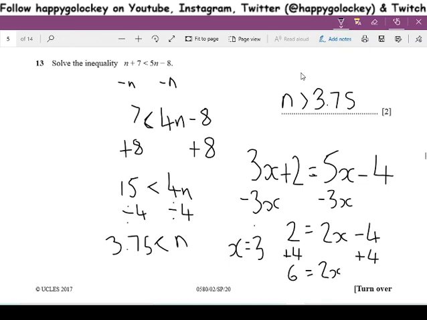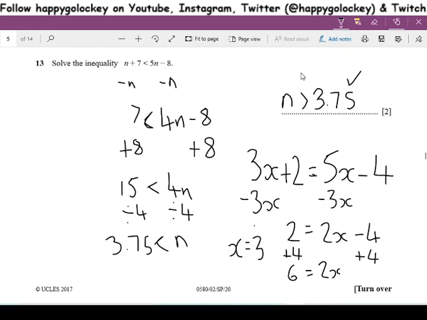Let's check that works. Give me a number bigger than 3.75, so let's try 4. If we plug 4 in, 4 plus 7 is 11. Take away 5 4s, take away 8. 5 4s is 20. 20 take away 8 is 12. Is 11 less than 12? Yes, it is. So we can be pretty sure it works.